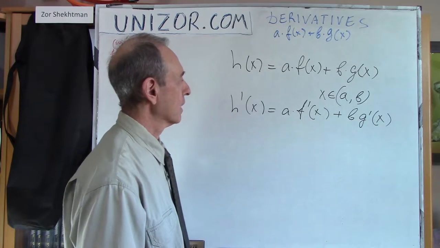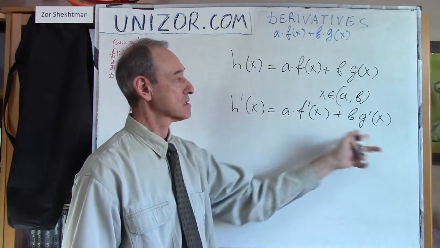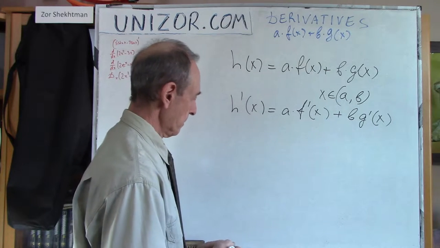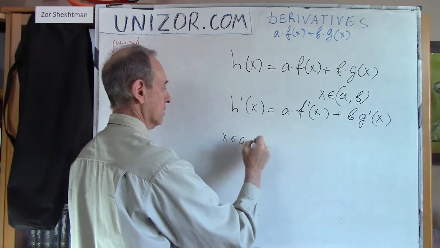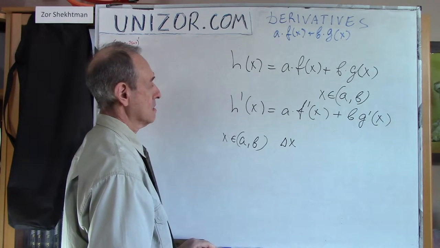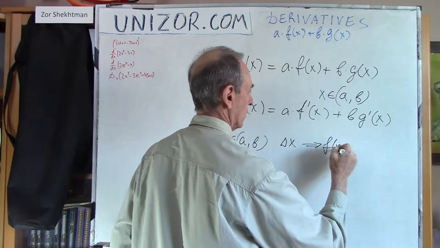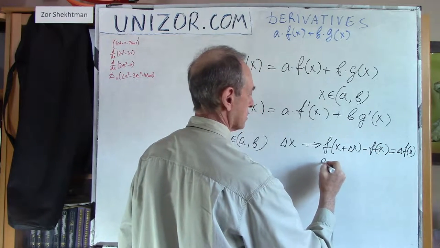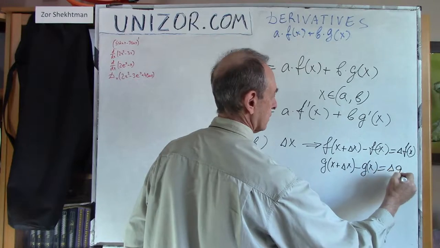It's based on the similar property of the limits. Limit of linear combination is linear combination of limits, right? So let's just do it step by step very, very easily. Now, if my argument x belongs to interval AB, and I have an increment, then my function also will have increment, f of x plus delta x minus f at x, which is delta f of x, and also g would have exactly similar delta g of x.